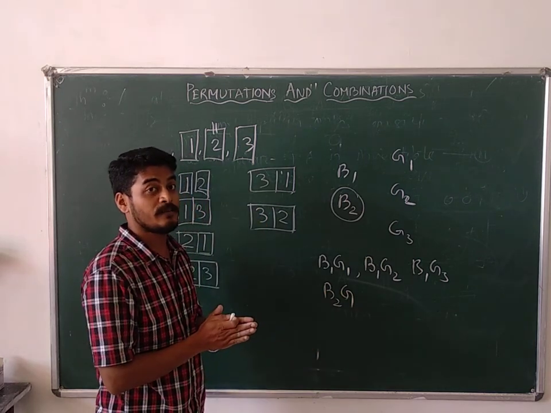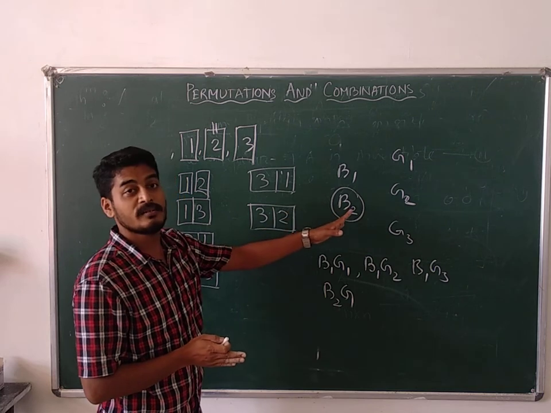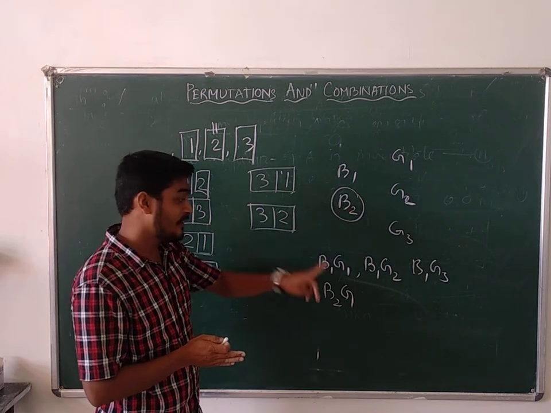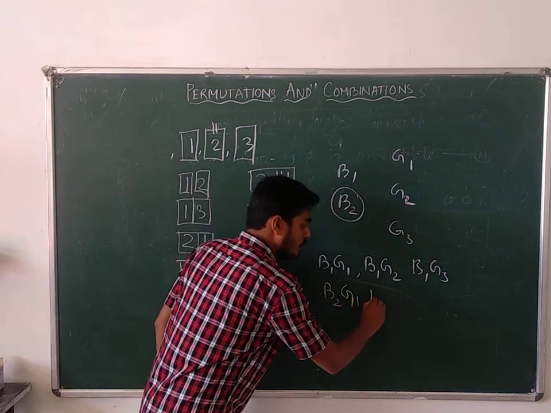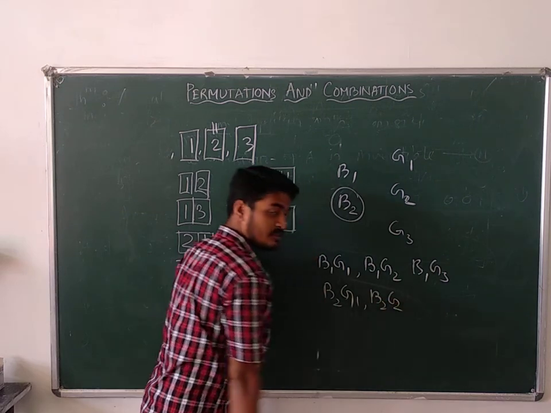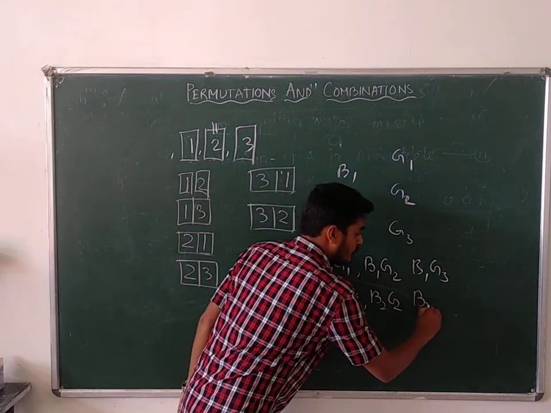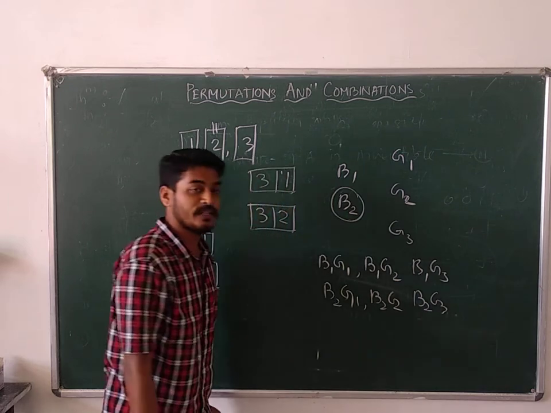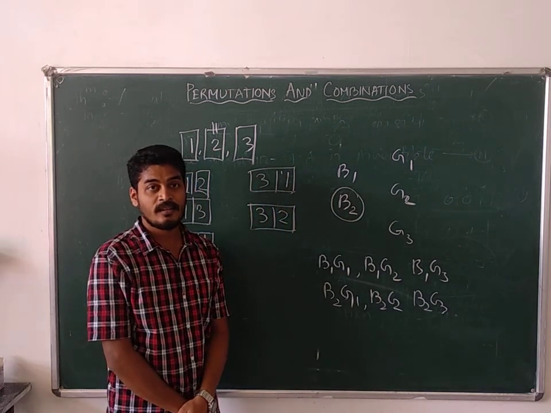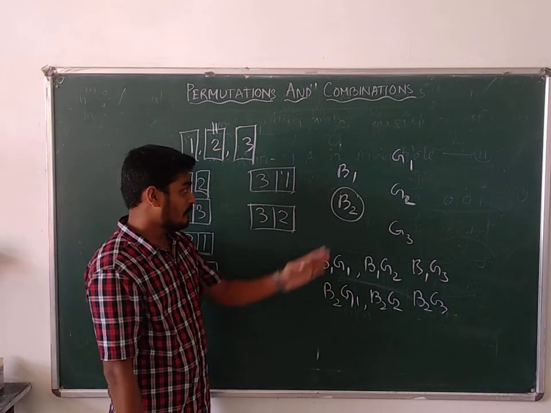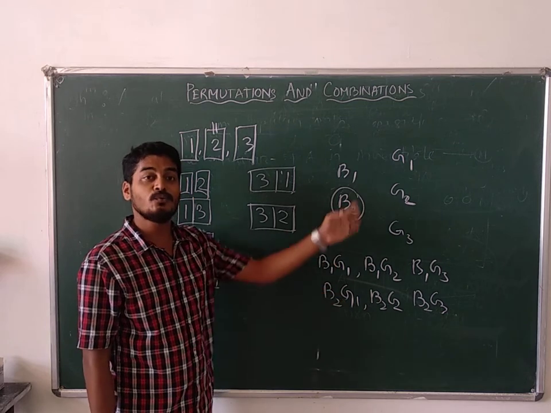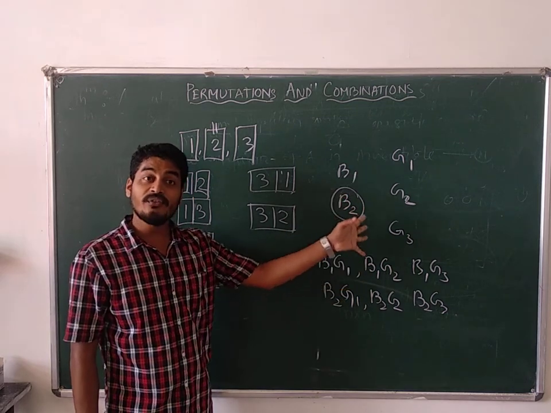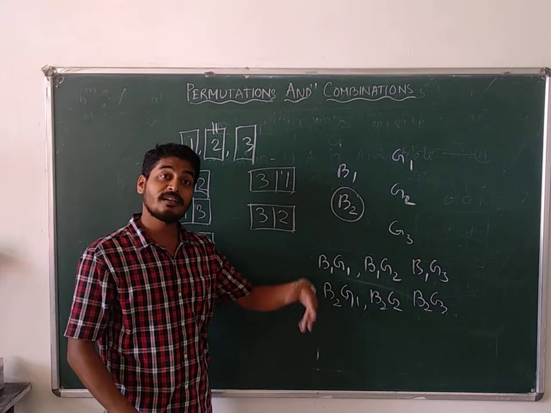These are nothing but the possibilities. For boy 2 also there are 3 possibilities: either girl 1, or boy 2 will make a pair with girl 2, or girl 3. In 3 different ways he can make pairs. But suppose 100 boys are there and 200 girls are there, how many different pairs can be made? How many different couples can be made?